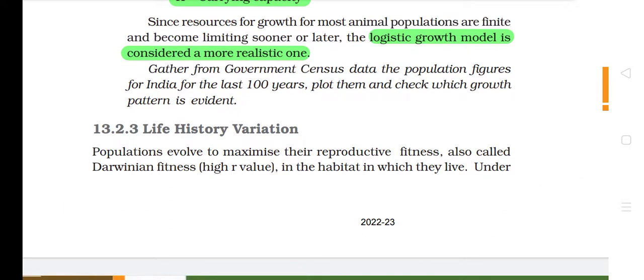Gather from government census data the population figures for India for the last 100 years, plot them, and check which growth pattern is evident.